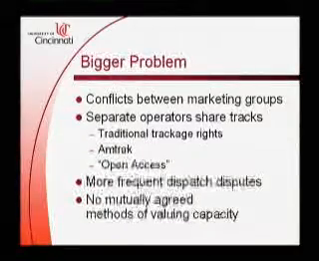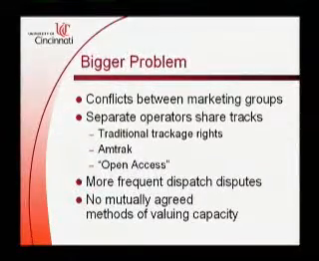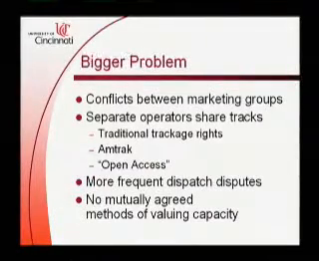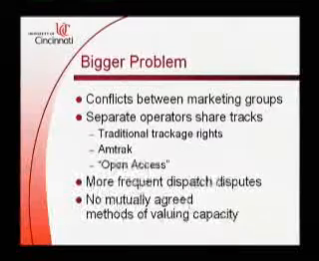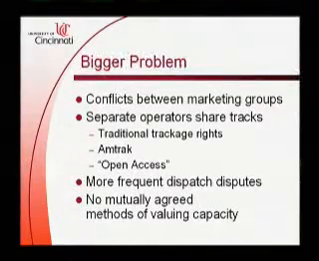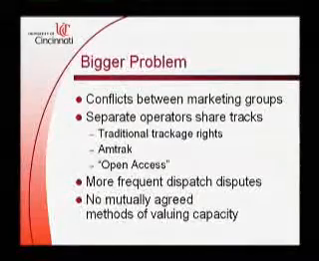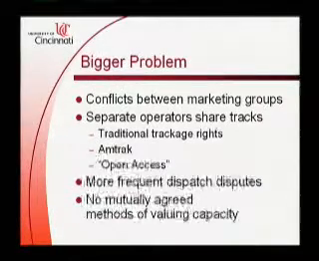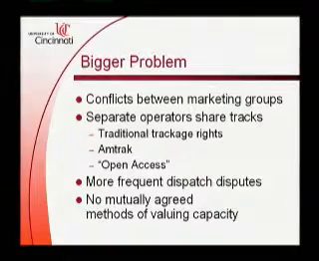The bigger problem on top of this is that we now have conflicts between marketing groups within the railroads. So for example, you might have a commodities marketing group and you might have an intermodal marketing group, and they might actually be in conflict with each other because they have different pricing strategies, different promises they have to make to their customers, and they have different demands on the railroad's infrastructure.